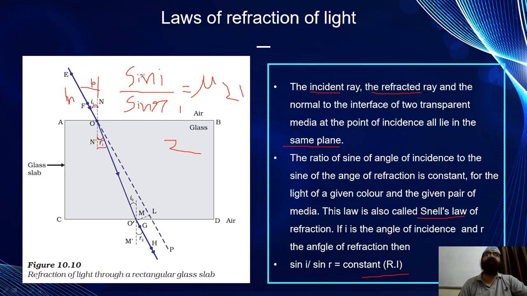So the sine of angle I to sine of angle R, which means the sine of angle of incidence to the sine of angle of refraction for a pair of mediums, like in this case, we have air and glass, is always a constant, and this is known as refractive index of medium 2 with respect to medium 1. Okay.